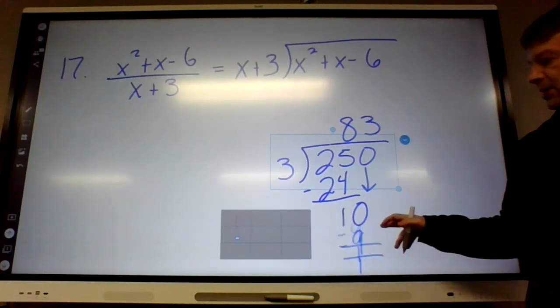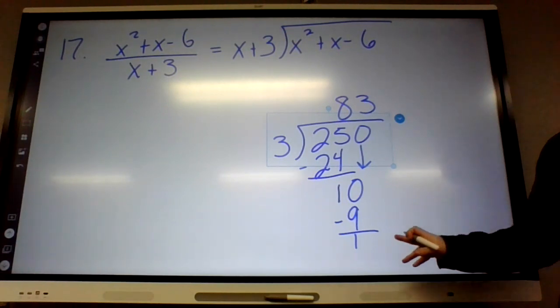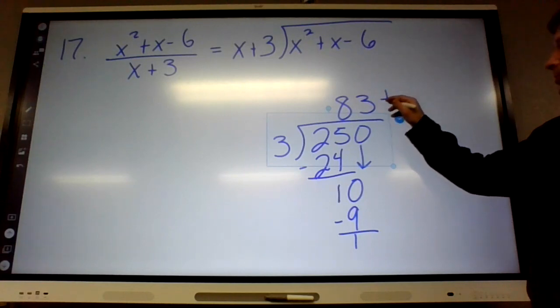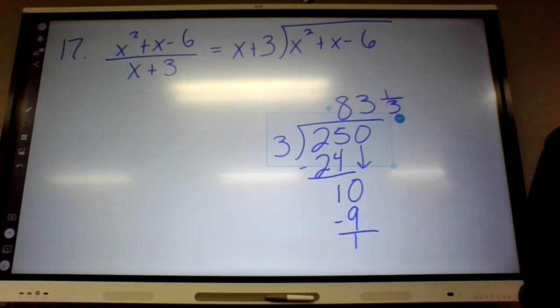And then you add a decimal and add a 0, then bring the 1 down. 3. It's repeating. What's the easiest way to do this though? 1 over 3. The remainder. You just put the remainder over the divisor, so it's 1/3.